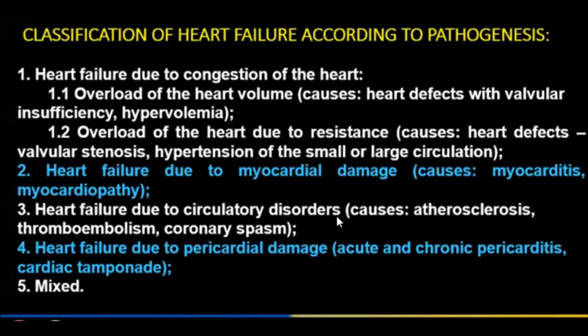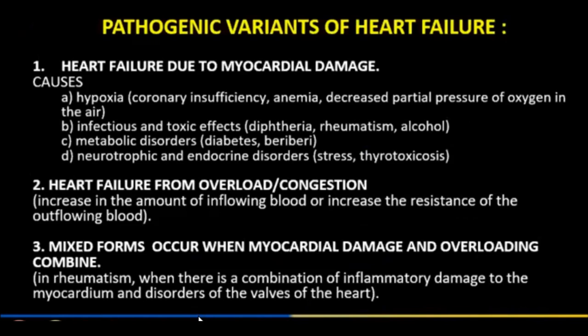Next in the classification, heart failure due to circulatory disorders causes atherosclerosis, thromboembolism, and coronary spasm. Heart failure due to pericardial damage: acute and chronic pericarditis and cardiac tamponade. These forms are not always single; a mixed form may be present, and several forms may be present in one organism.